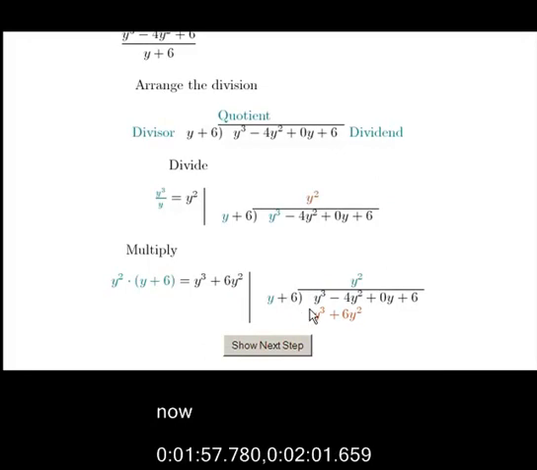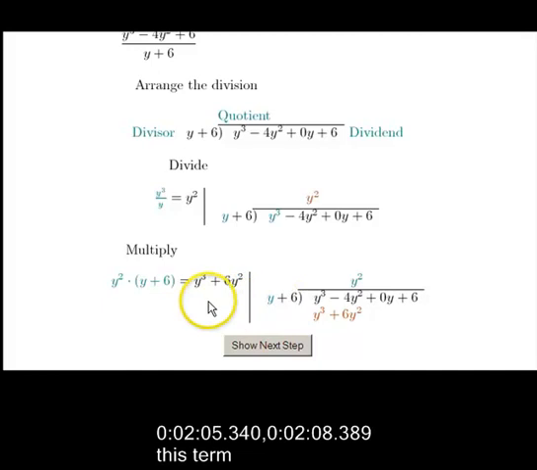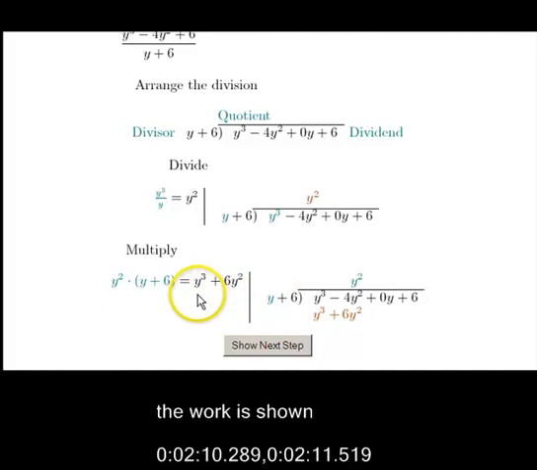Now we're going to multiply y squared by this term. Here the work is shown. We will have y cubed plus 6y squared. And we are going to write this below the dividend, making sure that the like terms line up.